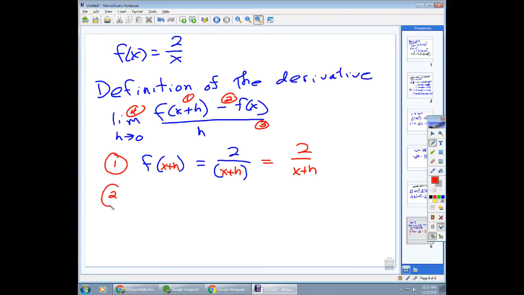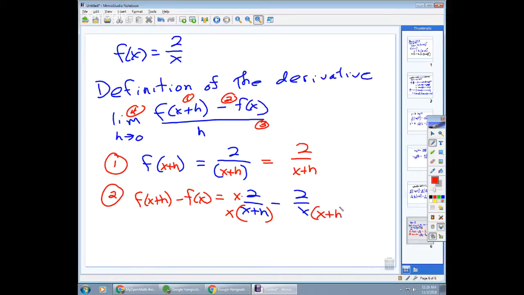Step 2, then from that, subtract f of x. So f of x plus h minus f of x equals, just take whatever you got before, 2 over x plus h, and subtract the original function, 2 over x. Now here we've got to do some simplification. I have 2 fractions to subtract. I need a common denominator. Since x plus h doesn't factor, the common denominator is going to be x times x plus h. So this one needs a multiple of x, top and bottom. This one needs a multiple of x plus h, top and bottom.